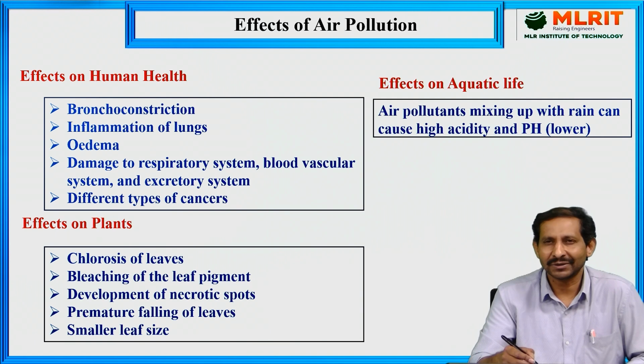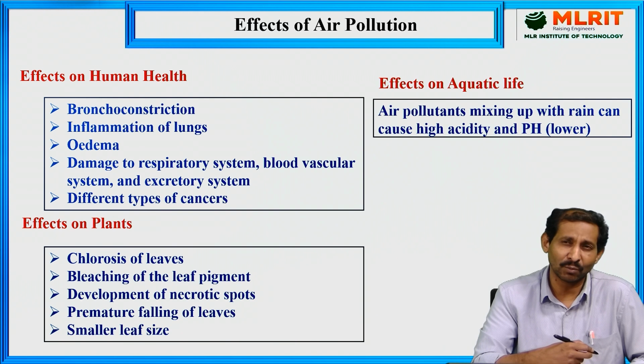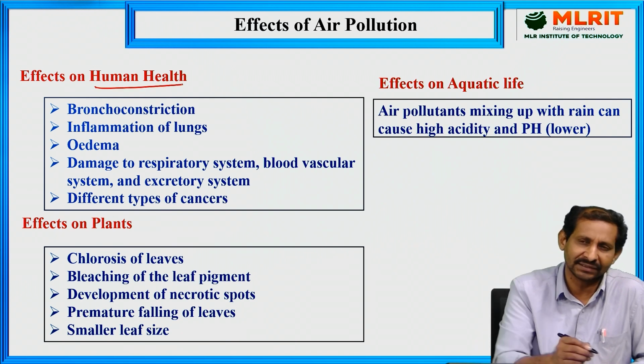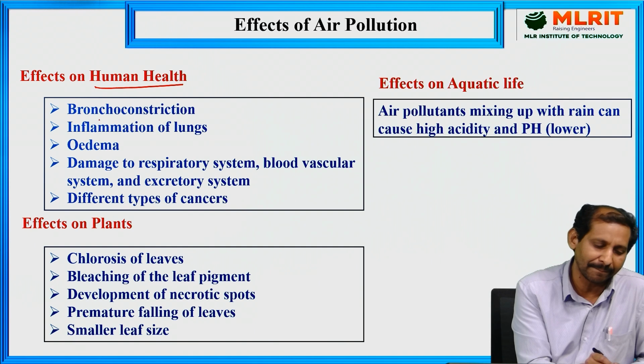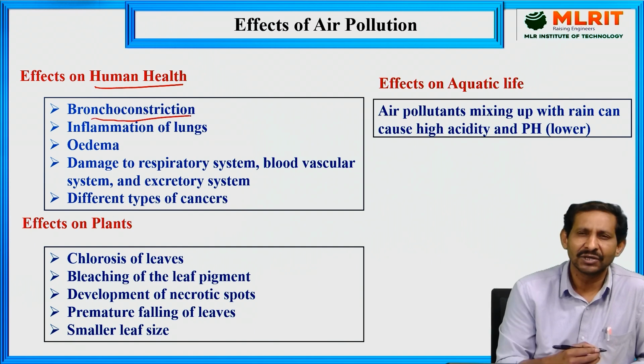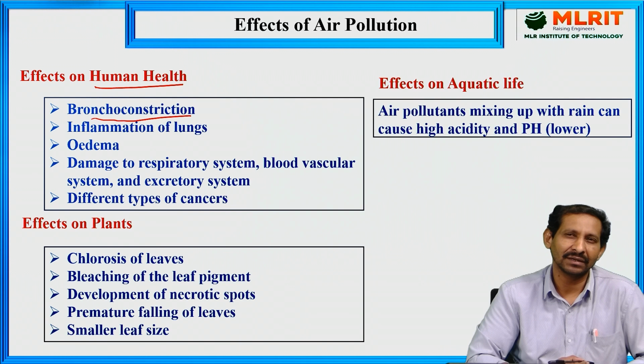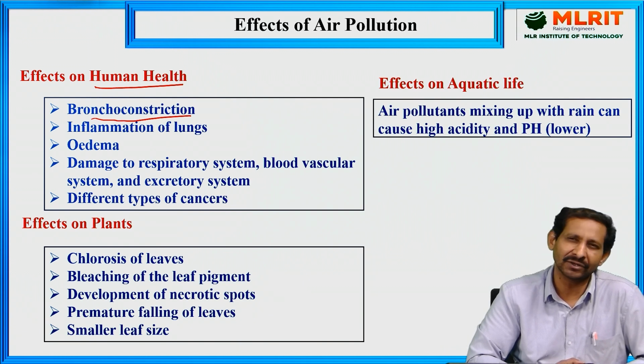Now coming to this slide: what are the effects of air pollution? What are the major disadvantages when the air is more polluted? The first is the effect on human health. The first one is bronchoconstriction. It means that whatever comes first when you breathe more polluted air into the body for breathing.